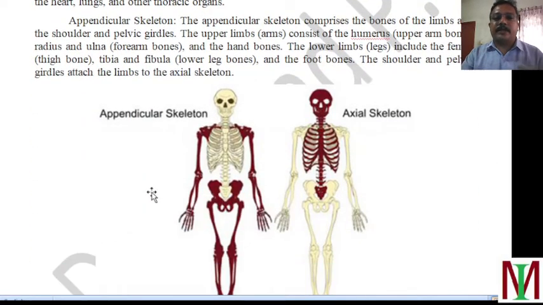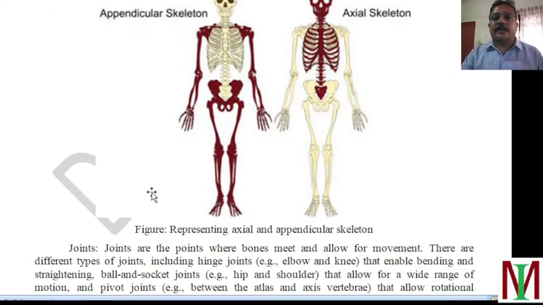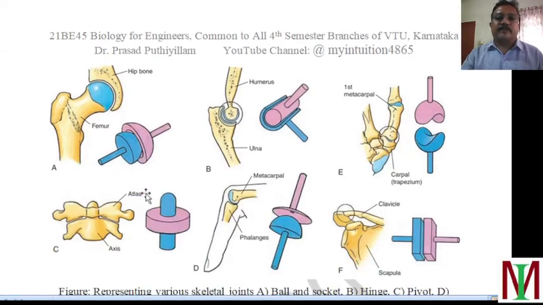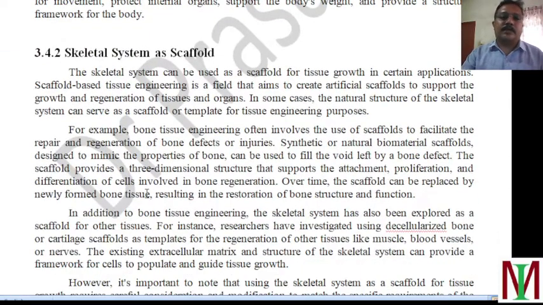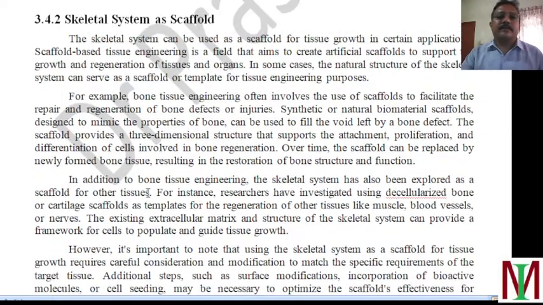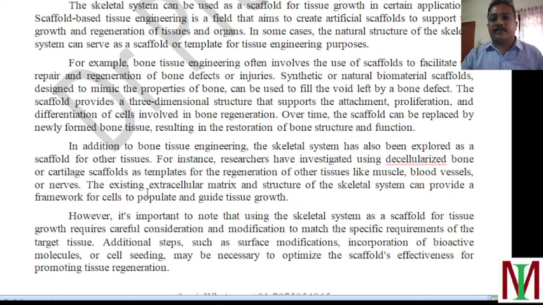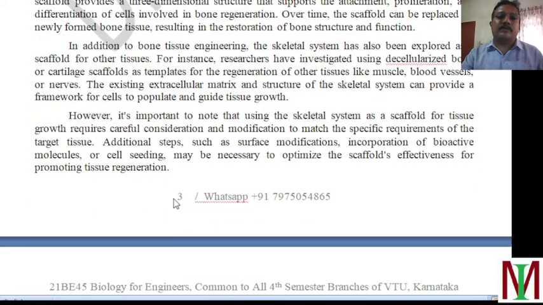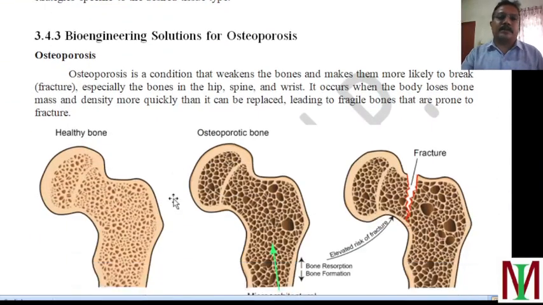Just rewinding it: appendicular skeleton, axial skeleton, the different types of joints, then exercise related to that, then what is scaffold, how the skeletal system has scaffold, how the normal bone, if any damage is there, how they are curing it, how the bone itself can be used as a scaffold for that cure, that is explained in this paragraph.